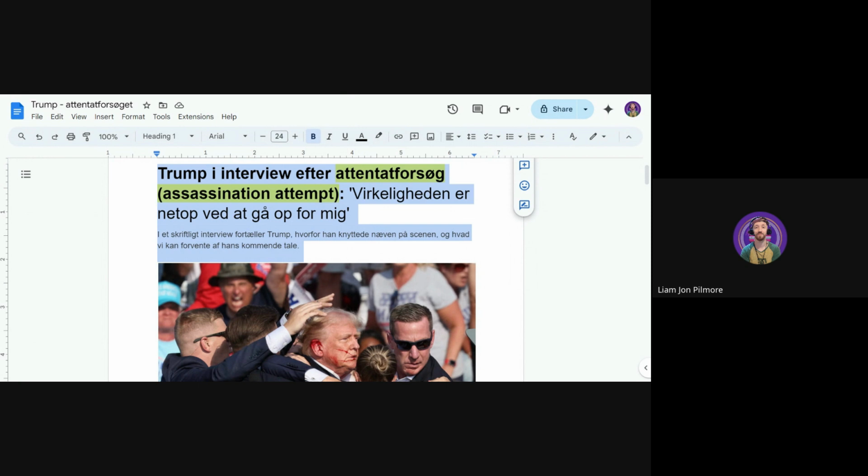Trump i interview efter attentatforsøg. Virkeligheden netop ved at gå op for mig. Yeah, reality is just about to hit. Virkeligheden, which is of course reality.